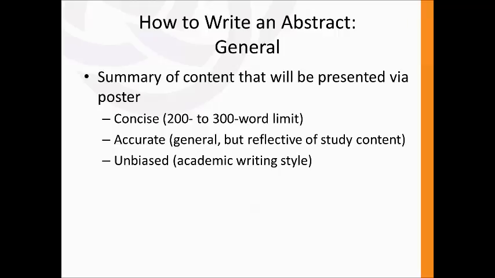And it should be concise. About 200 to 300 word limits are typically expected. It should be accurate. Now what this means is that while it has to be general by virtue of being relatively short, it should still accurately describe the content of the research. So it should be reflective of the study content, as it says here. And it should also be unbiased, meaning that you have to use an academic writing style.